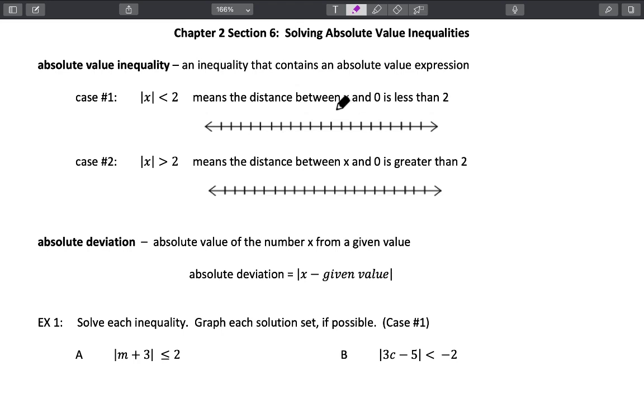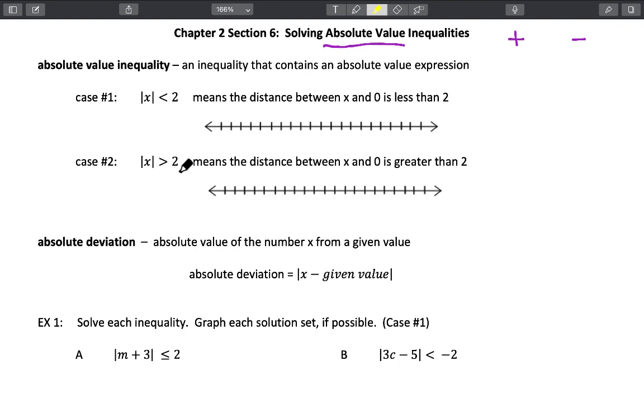Unit 2, Section 6. Today we're going to be talking about solving absolute value inequalities. So this brings back absolute values into our equations. If you remember from Unit 1, when we solved equations with absolute values, we always had two solutions. We had two cases: the positive case and the negative case. And that's going to be true when we're solving absolute value inequalities as well.